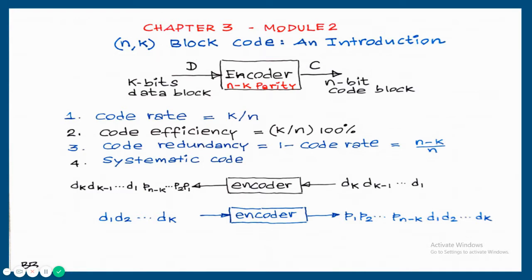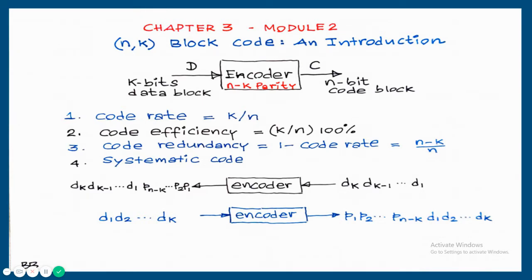The function of an (n, k) block code is to convert a k-bit data block into an n-bit code block. It will generate n-k parity bits. Using these n-k parity bits, the decoder can detect and correct errors. (n, k) block codes are error correcting codes, so the receiver is able to do error detection and correction.